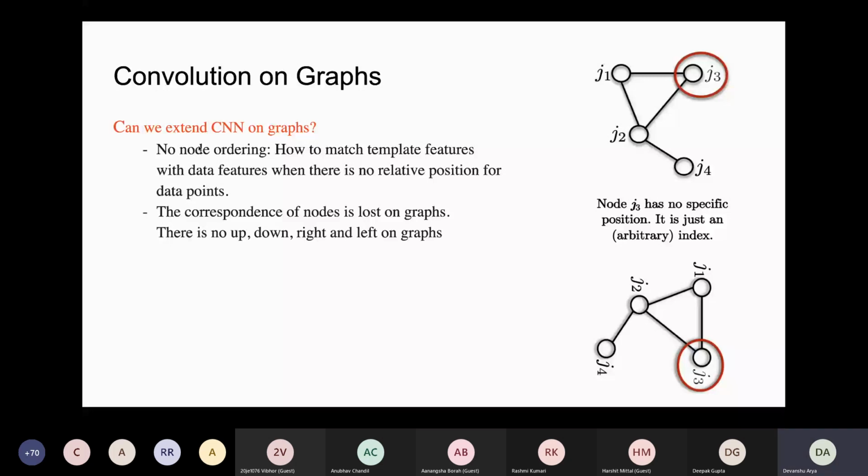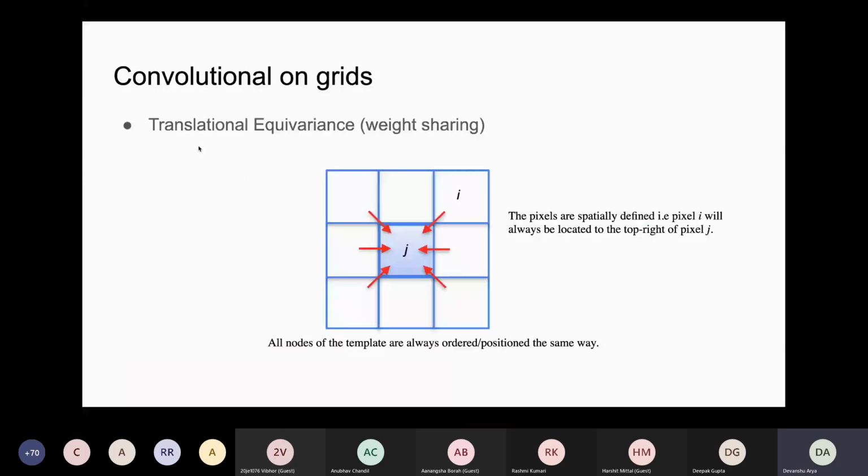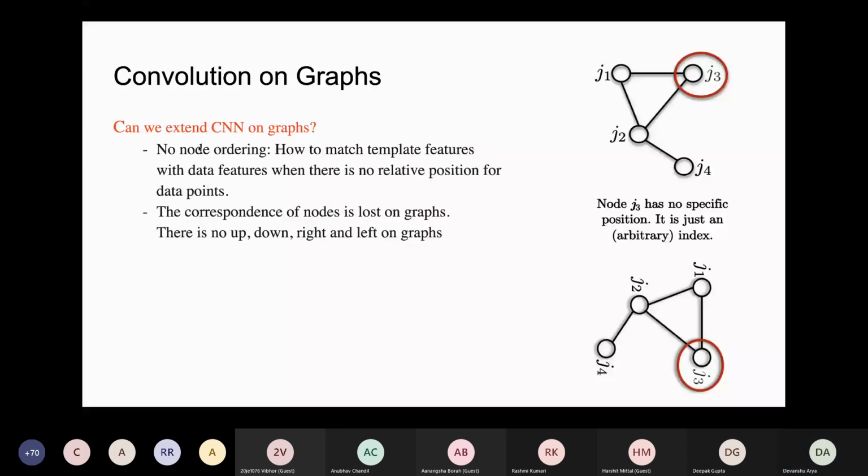So if there is no node ordering, then how can we match template features with data features when there is no relative position for data points? How can we do such kind of operation where we can traverse the filter over the data points? The second thing is the correspondence of nodes is lost on graphs. There is no up, down, right, left in graphs. So to tackle all these issues, we basically have to come up with a new set of theory and architecture to define convolutions, because grid-based CNN architectures cannot be applied on these kind of data.